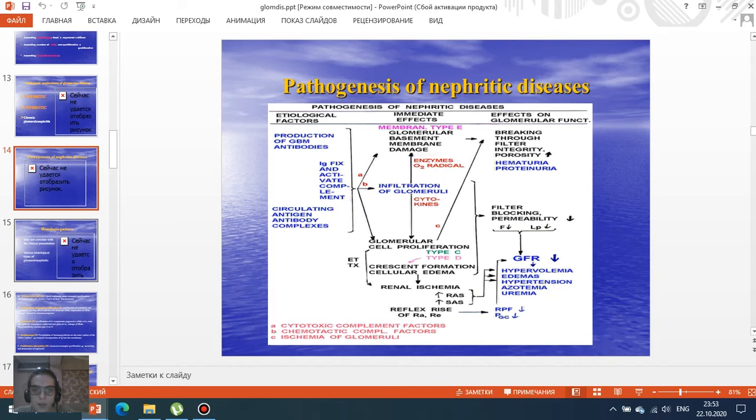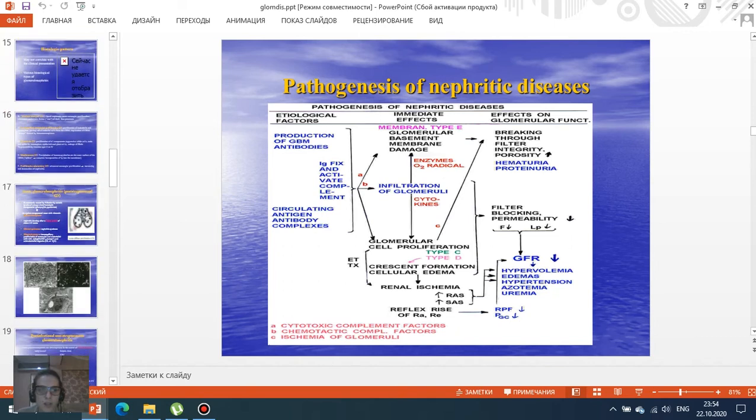Second, we have circulating antigen-antibody complexes. The immediate effects are infiltration of glomeruli with cytokines, so it goes to glomerular cell proliferation, with crescent formation, cellular edema, and filter blocking, and to increased GFR and hypervolemia. With hypervolemia come edemas, hypertension, azotemia, and uremia.